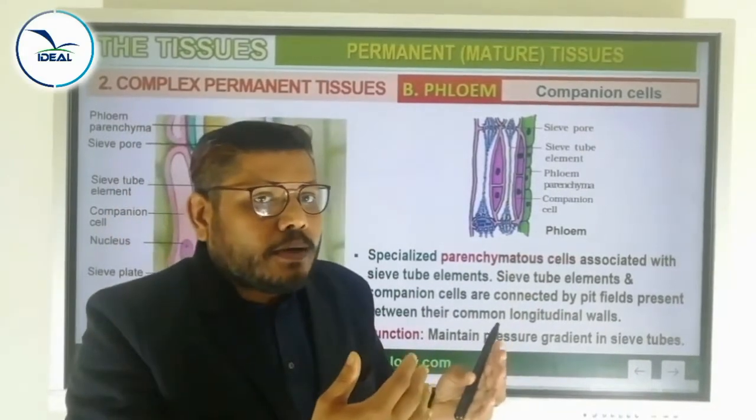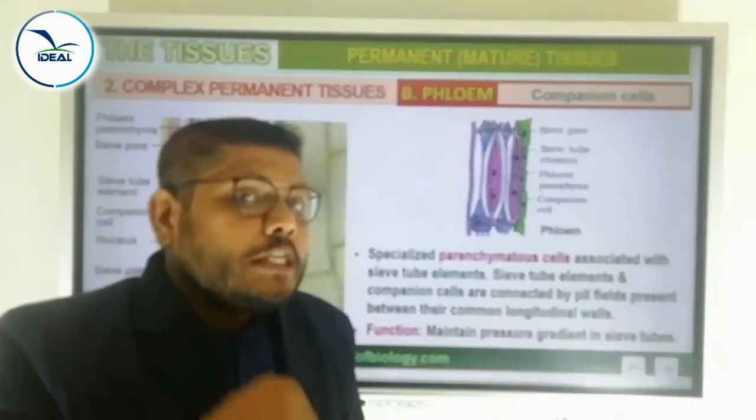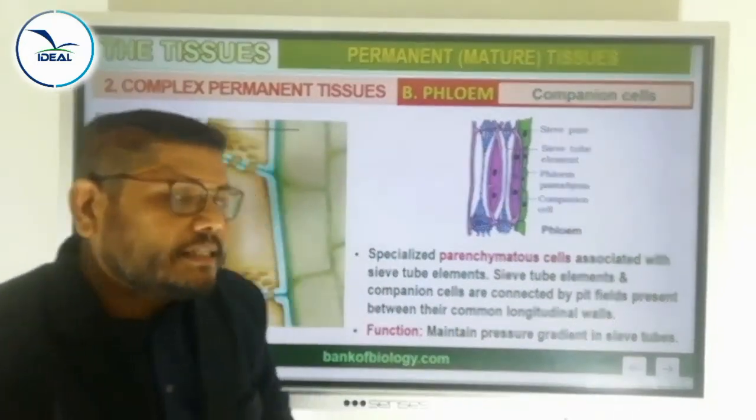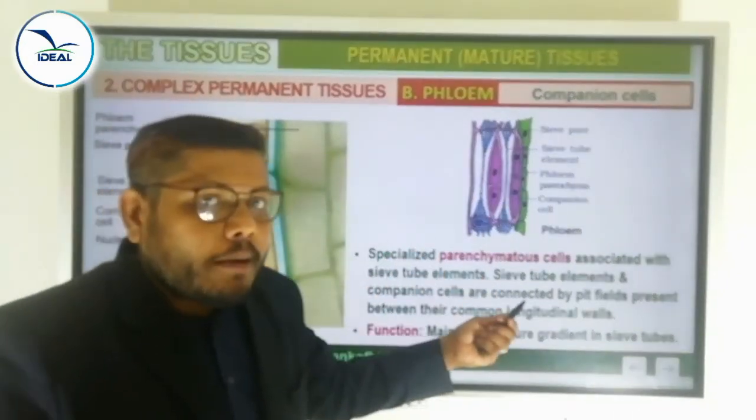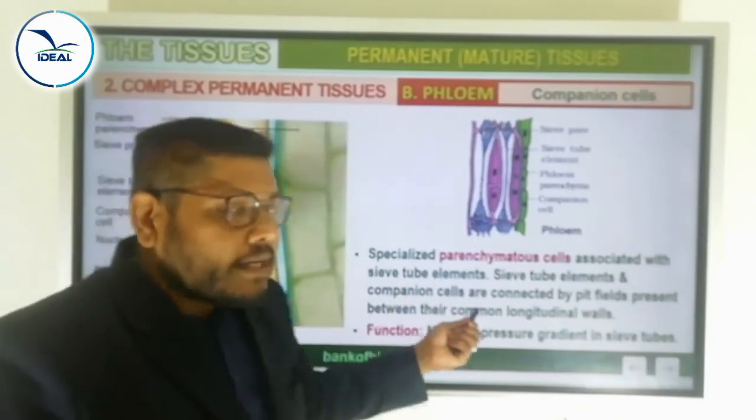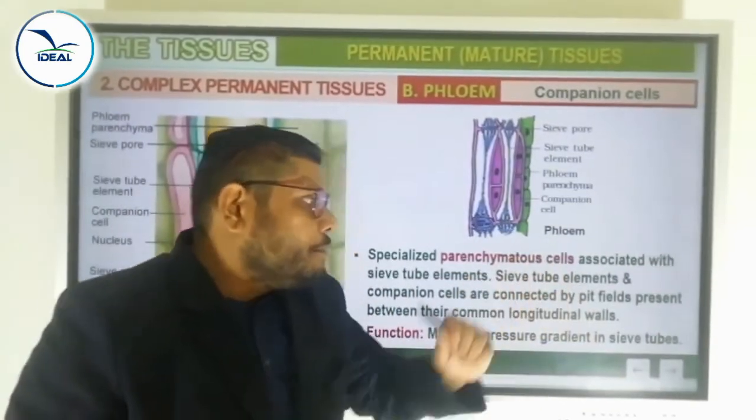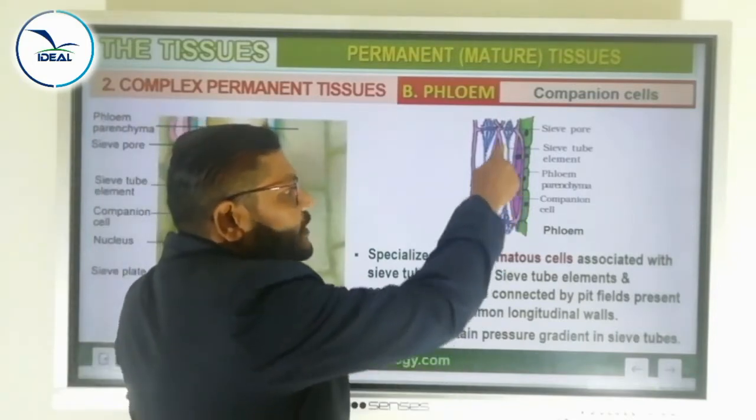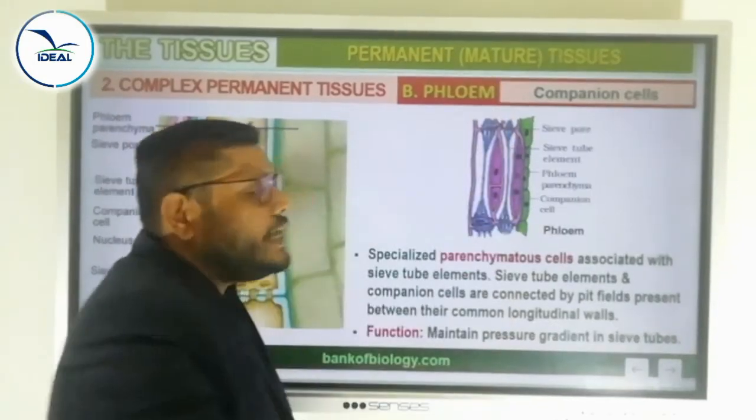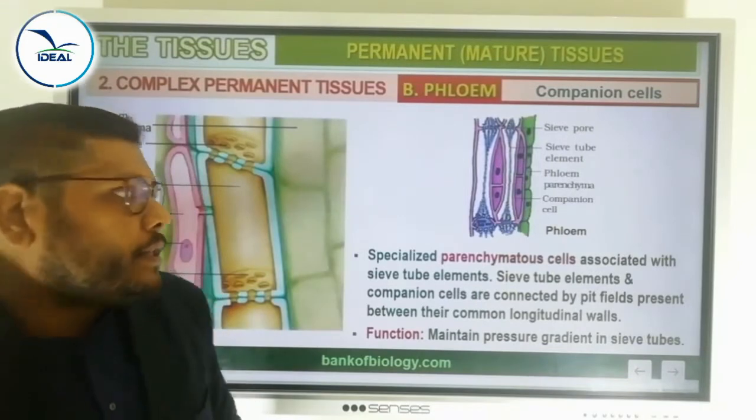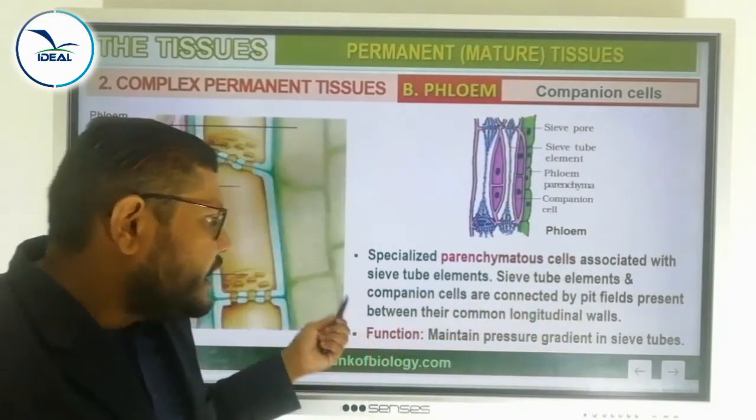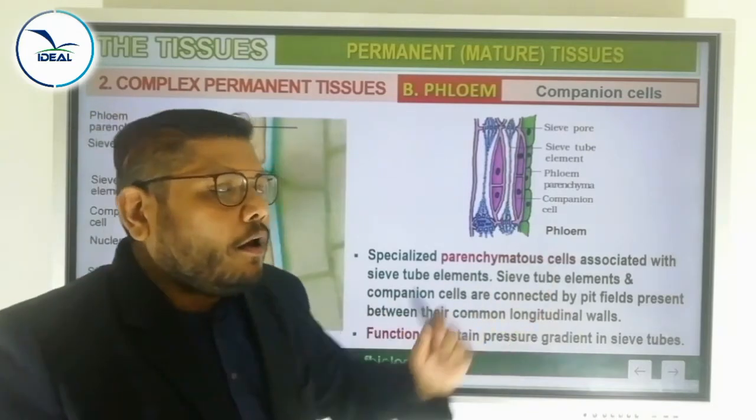The specialized parenchymatous cells found associated with sieve tube elements are called companion cells. The sieve tube elements and companion cells are connected by a pit field, which is present between their common longitudinal walls.